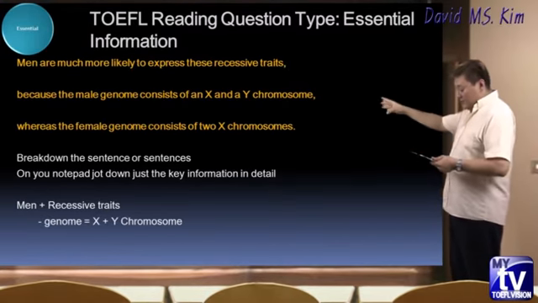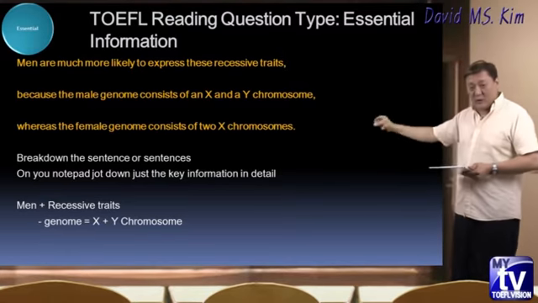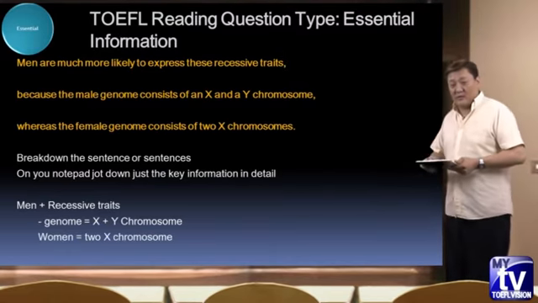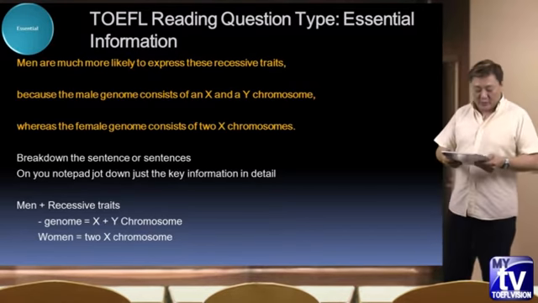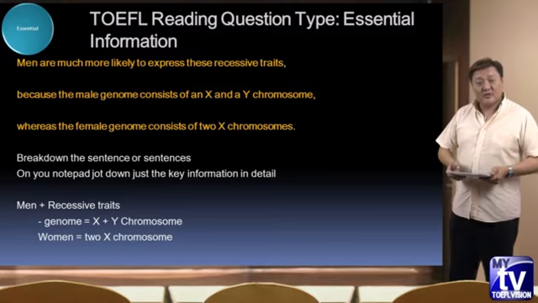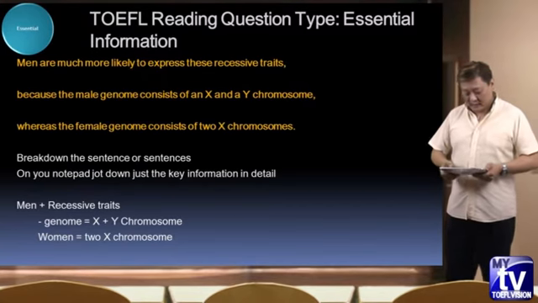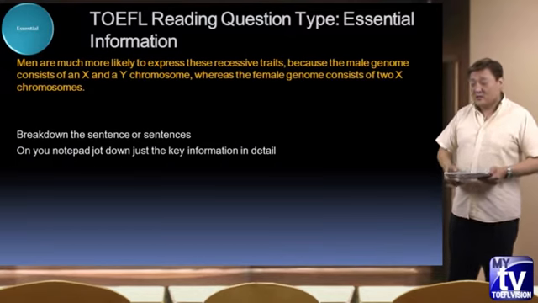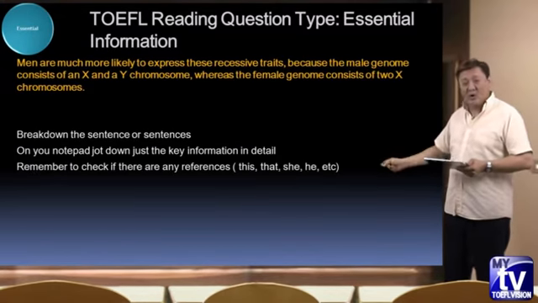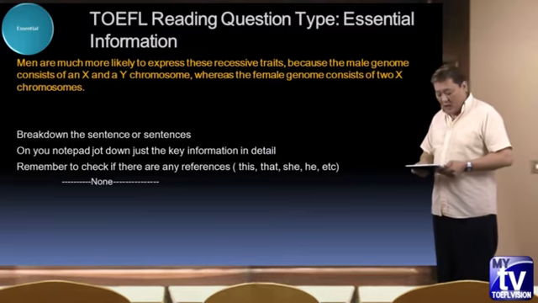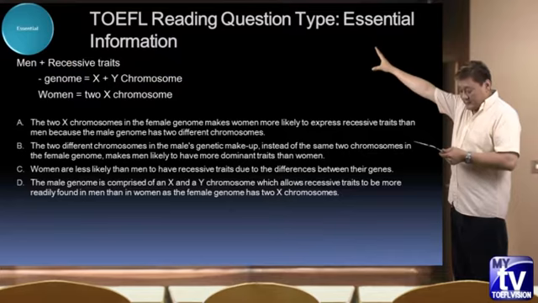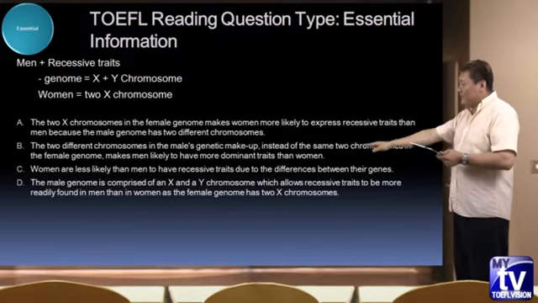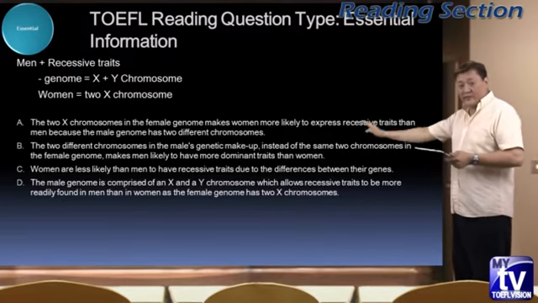Whereas the female, the next sentence, we're going to break it down real quickly. It's easy. It's woman, 2 chromosome. That's it. Now, after we do that, what do we do? You need to check if there are any references like the, this, that, she, whatever. So, in this sentence, do we have any? No, we don't have any. Let's move on. So we take your notes, right here. Then you have the 4 choices.